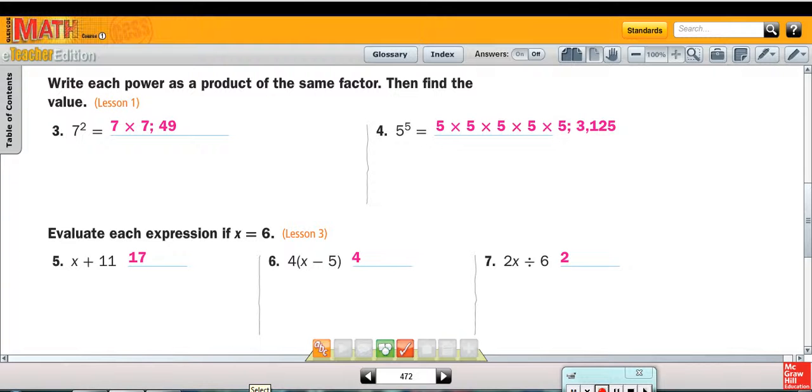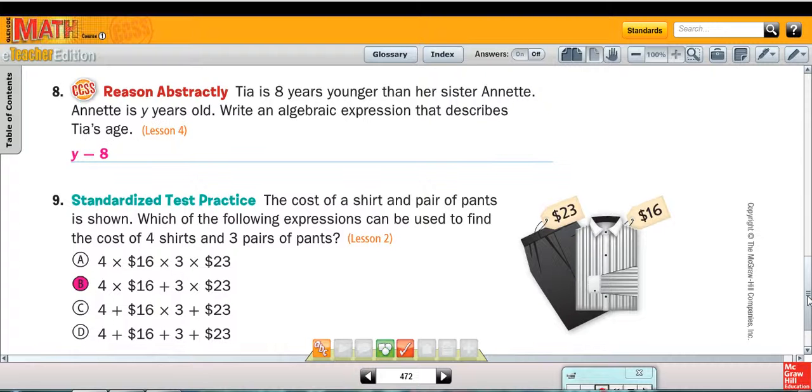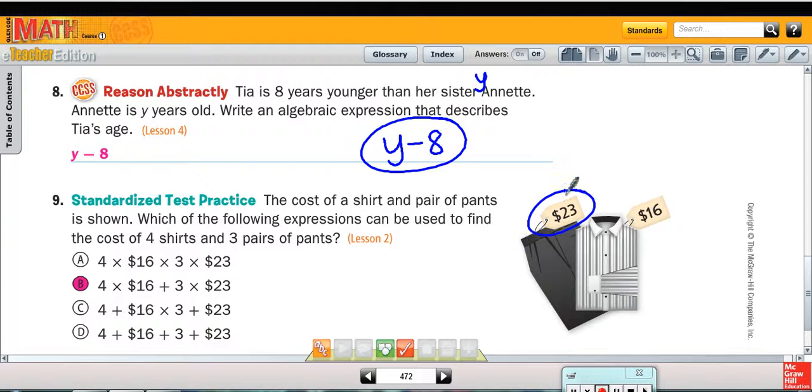Okay, let's go down to 8 and 9. Tia is 8 years younger than her sister Annette. Annette is y years old. Write an algebraic expression that describes Tia's age. So if Tia is 8 years younger than her sister Annette, and y represents her sister Annette, it would be y minus 8 to represent Tia. That's 1 point. And then the cost of a shirt and a pair of pants is shown over here. They wanted the expression that would show the cost of 4 shirts.